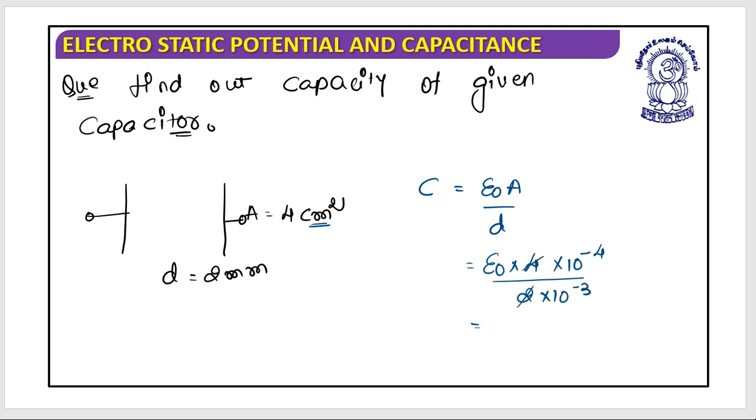So this is equal to 2 2s are 4. This should be twice of epsilon naught multiplied by 10 to the power minus 4 plus 3. So this is equal to 2 into epsilon naught multiplied by minus 4 plus 3. It would be minus 1. This would be 0.2 epsilon naught farad. This would be the final answer.